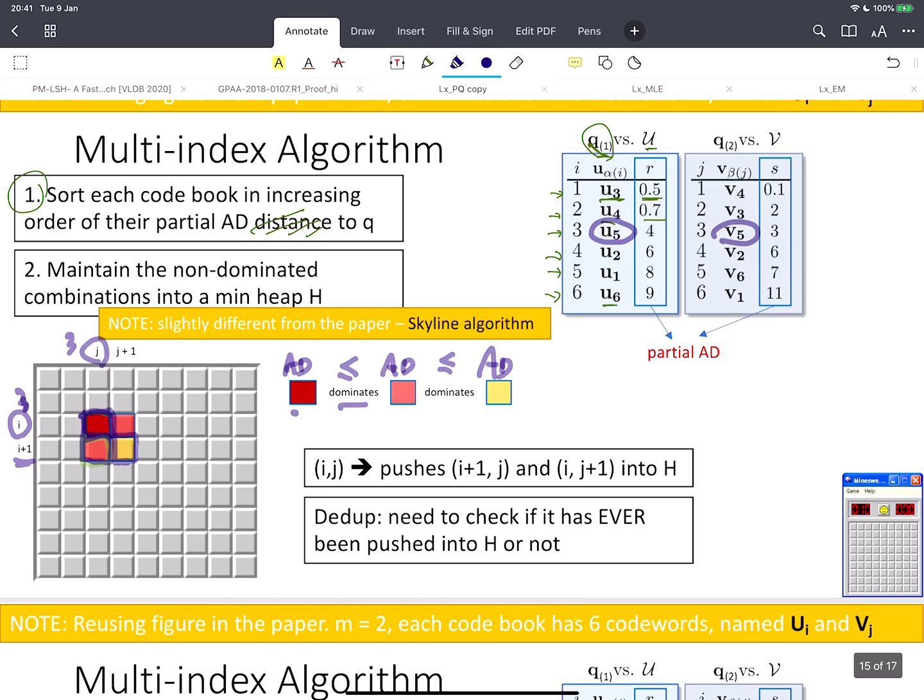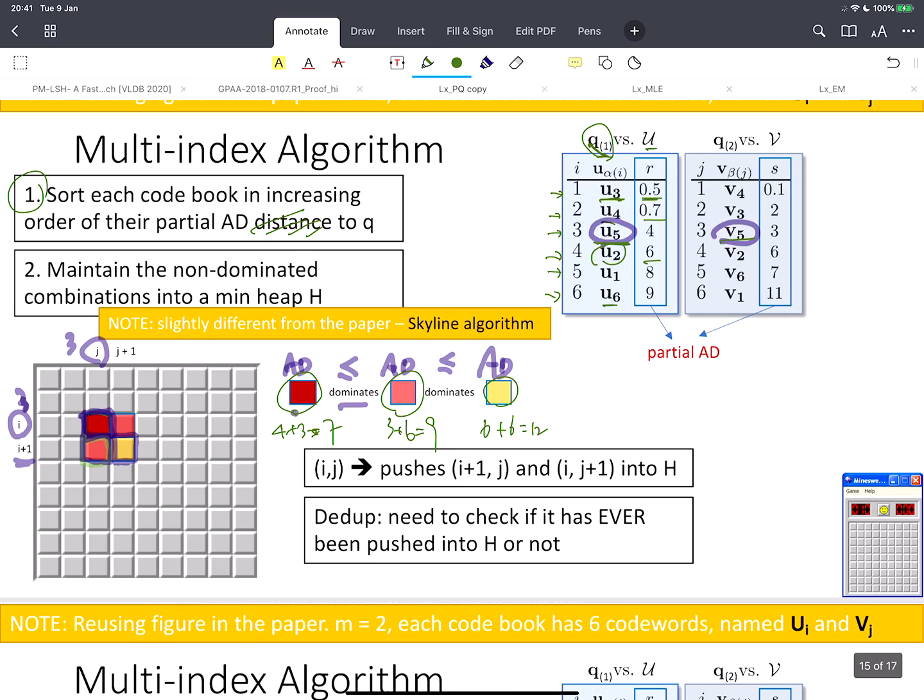Okay, it's easy to see why, right? So simply you can use the example to verify. So for this guy, the partial distance is actually 4 plus 3 equals 7. Right? And for this guy, let's say talk about i plus 1 and j. i plus 1 is u2 and j. So that's going to be 3 plus 6 is 9. And for this one, it's going to be 6 plus 6 equals 12. This is pretty straightforward.